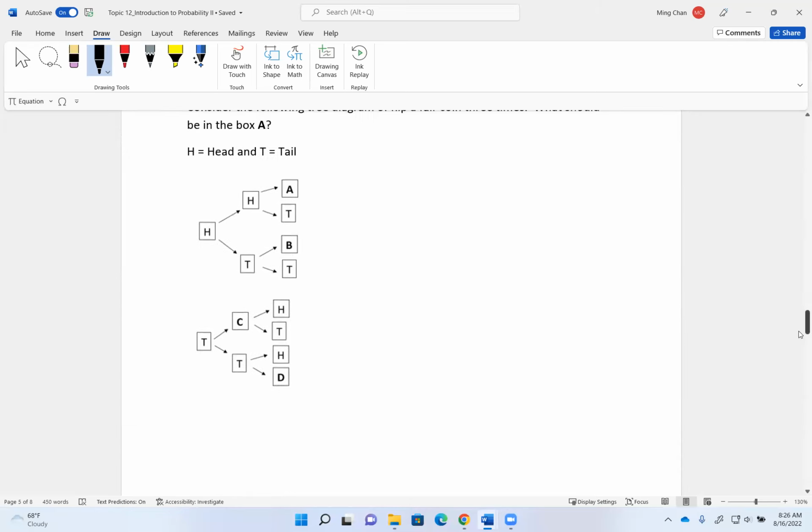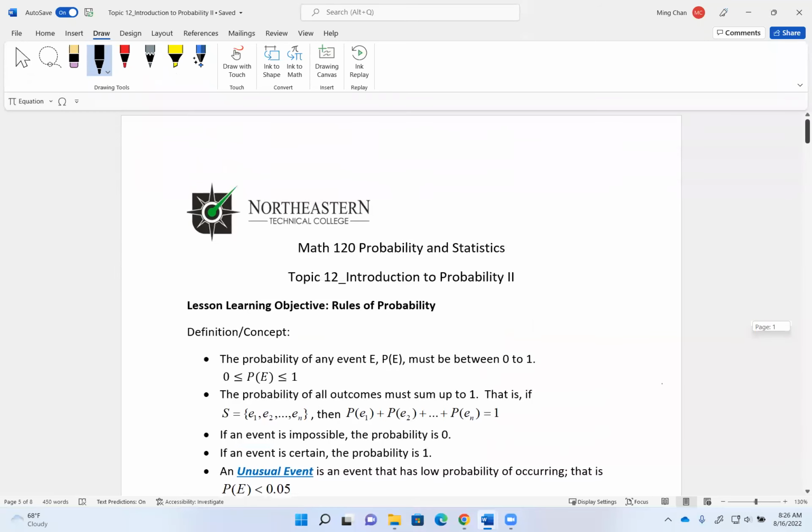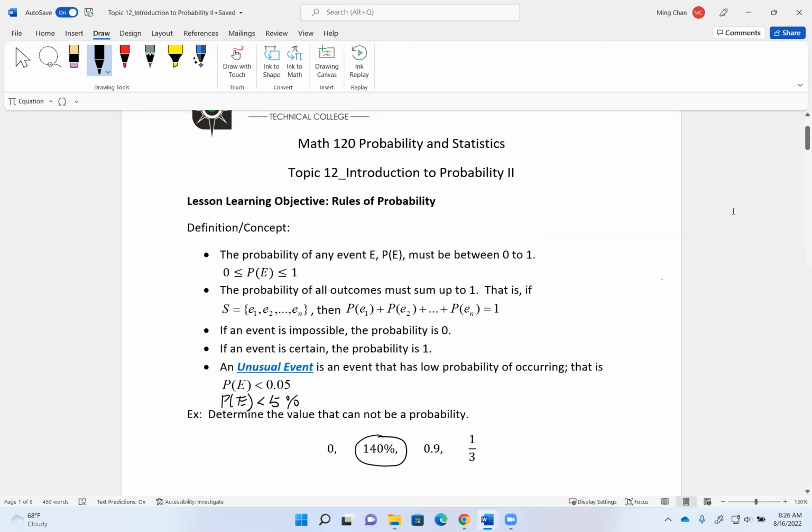So just real quick, I introduced a little bit more about probabilities, like the rules of probability, tree diagram, Venn diagram. Okay, so those are the things that students do encounter when you learn about probability and statistics. Okay, thank you for watching.